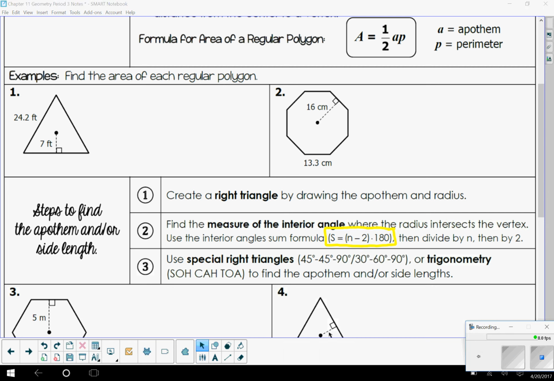So, the other formula that you need to remember is on step number 2, okay, the measure of the interior angles, the sum of them, which is n minus 2 times 180, okay? Once you figure that out, you would then take that answer and you divide it by 2.